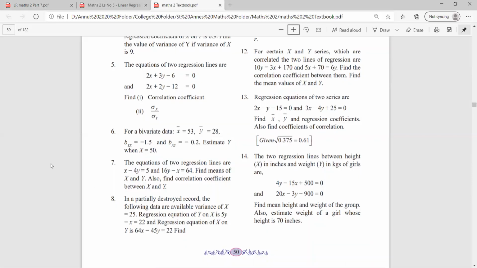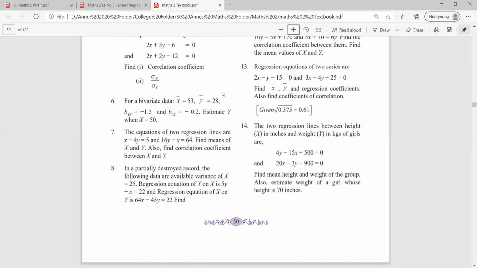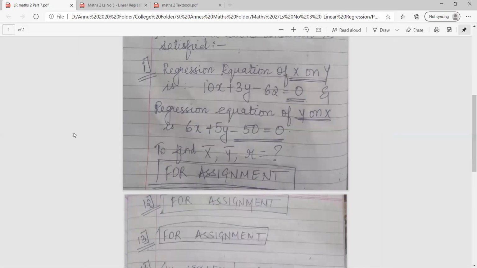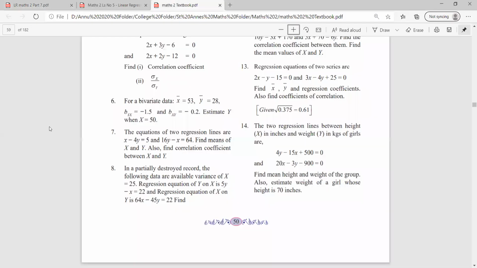Okay. Coming forward to sum number 13, again you have regression equation. You have to find x bar, y bar, regression coefficients, that is byx and bxy, and also find coefficient of correlation. Here there is a printing mistake. Also one value is given, square root of 0.375 is equal to 0.61. Again a similar kind of sum class, nothing is specified, nothing is mentioned. So again you will do the case 1, case 2 assumption part, and then you can find x bar, y bar and r. So sum number 12 and 13 can be done as an assignment.